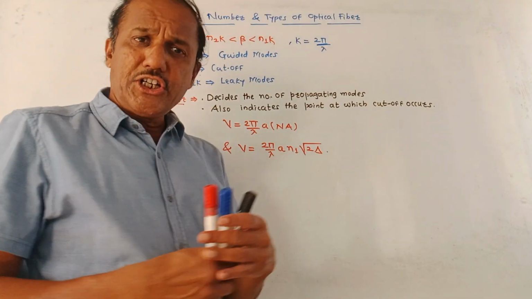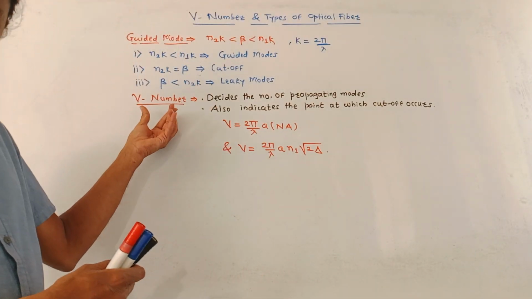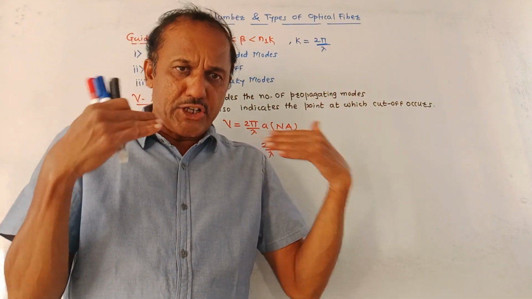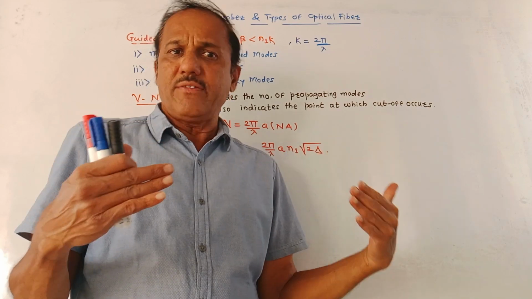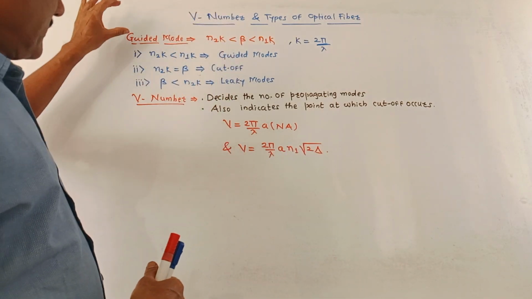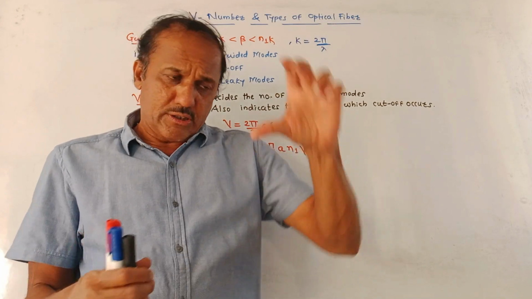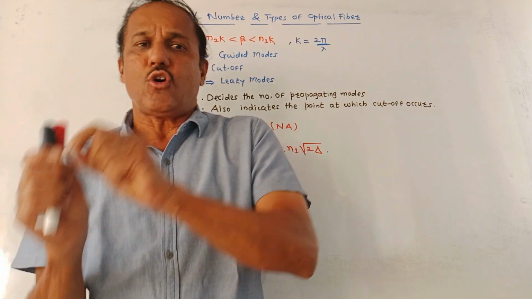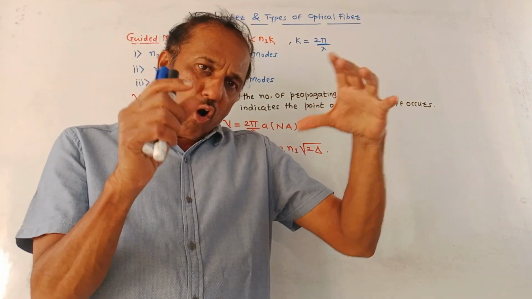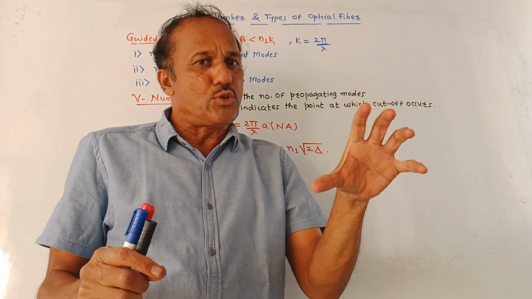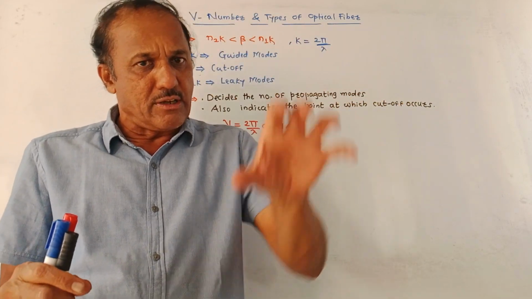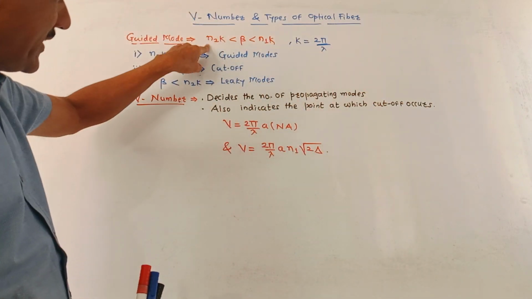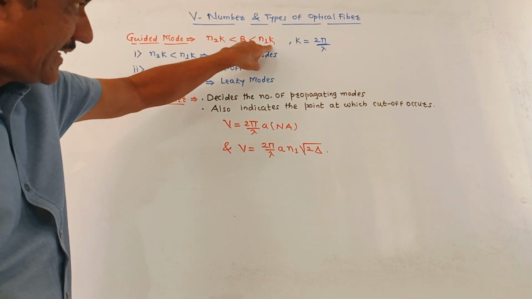Next part is the condition for guided mode and V number. You may expect a question like this: explain the condition of guided mode and define V number of an optical cable. What is the meaning of guided modes? Through the core layer, there should be total internal reflection of the light rays. So all such modes, all such light rays which are causing total internal reflection throughout the core layer are called guided modes. So the corresponding condition is N2K less than beta less than N1K.